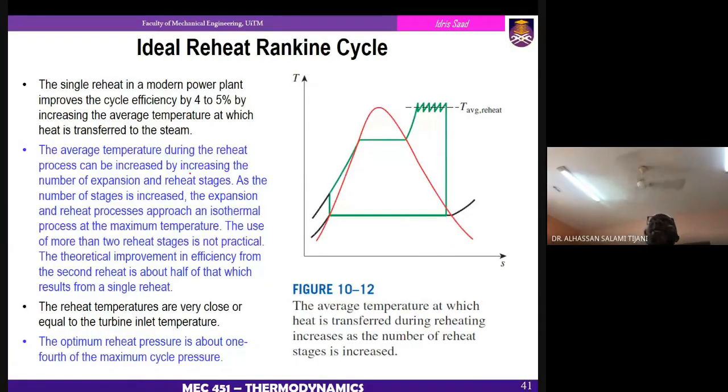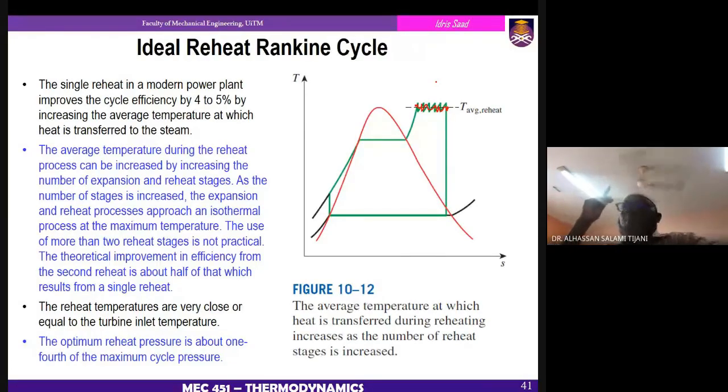So now we come to, again, the ideal reheat Rankine cycle. We can have multi-stage expansion. Just like we have multi-stage expansion in the gas power cycle, here also we can have multi-stage. But again, here it means you can have 2, 3, 4, 5, up to a certain number of turbines.